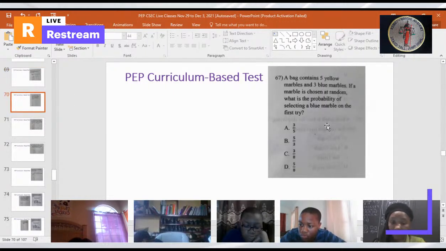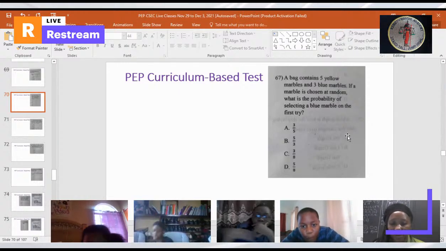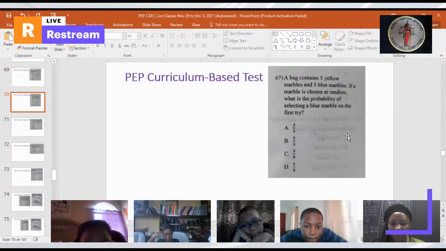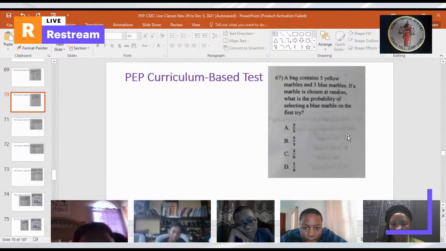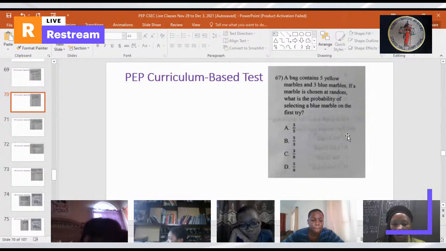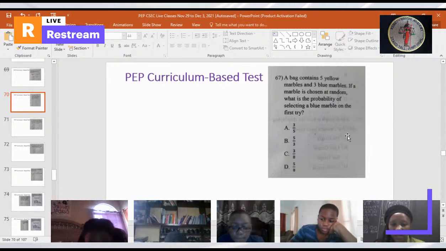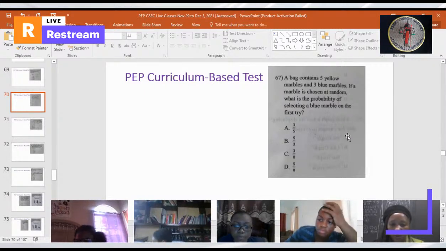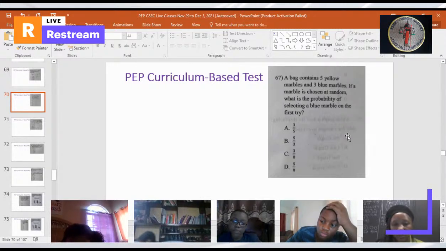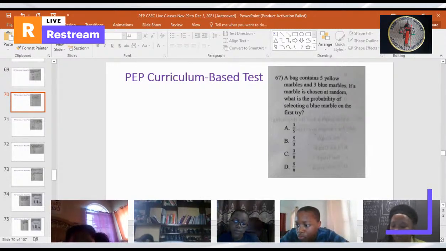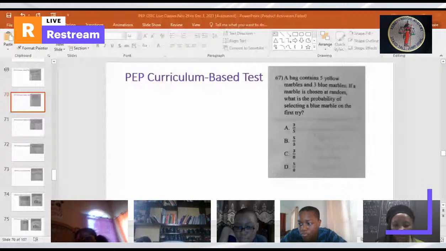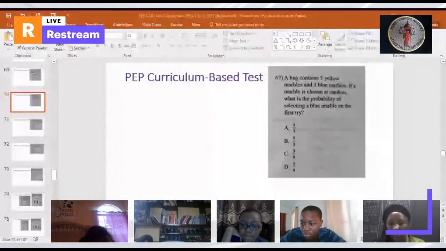All right, 67. A bag contains 5 yellow marbles and 3 blue marbles. If a marble is chosen at random, what is the probability of selecting a blue marble on the first try? Miss, I say C. Antoine, what are you saying? Miss, I say C.